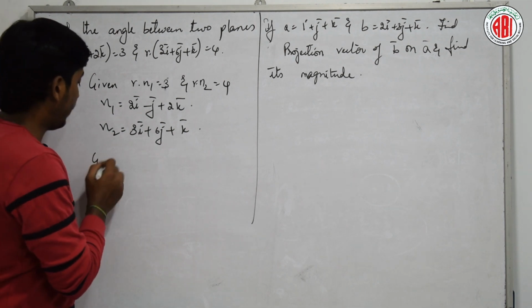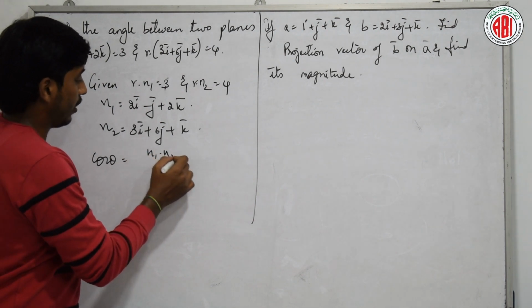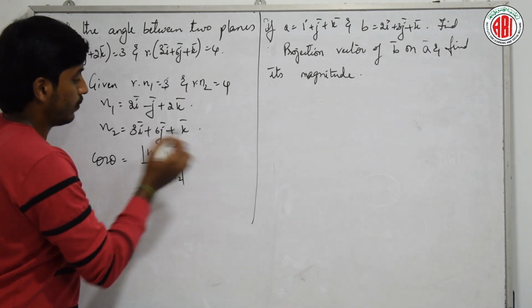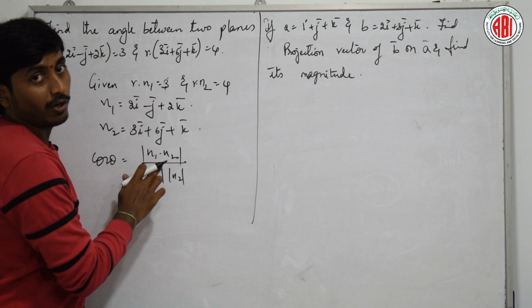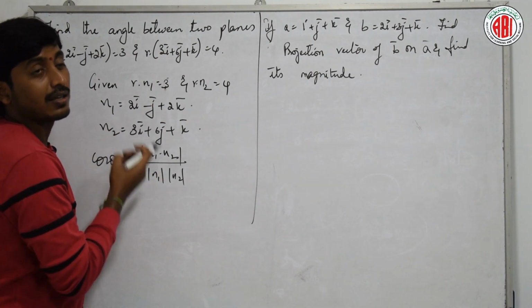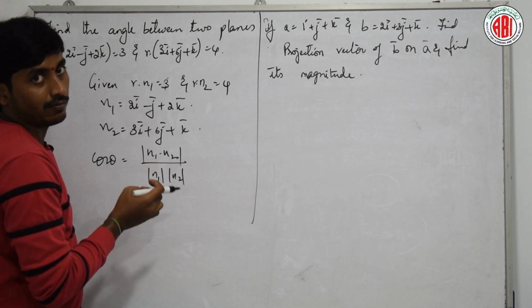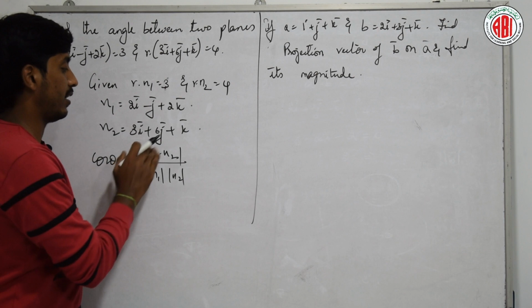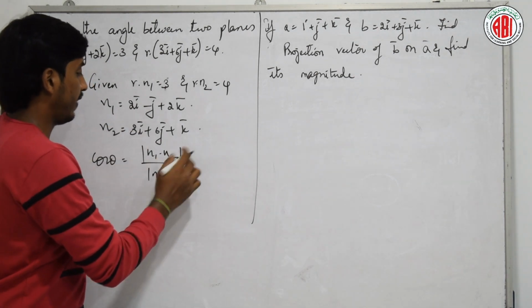Let me write it directly. Dot product of n1 n2 by mod n1 mod n2. Hope you all know why I am representing modulus for the dot product also, because it is a dot product, it can be negative or it can be positive. Since the cos values always have positive values, we have to represent it in positive only. Clear? Fine.